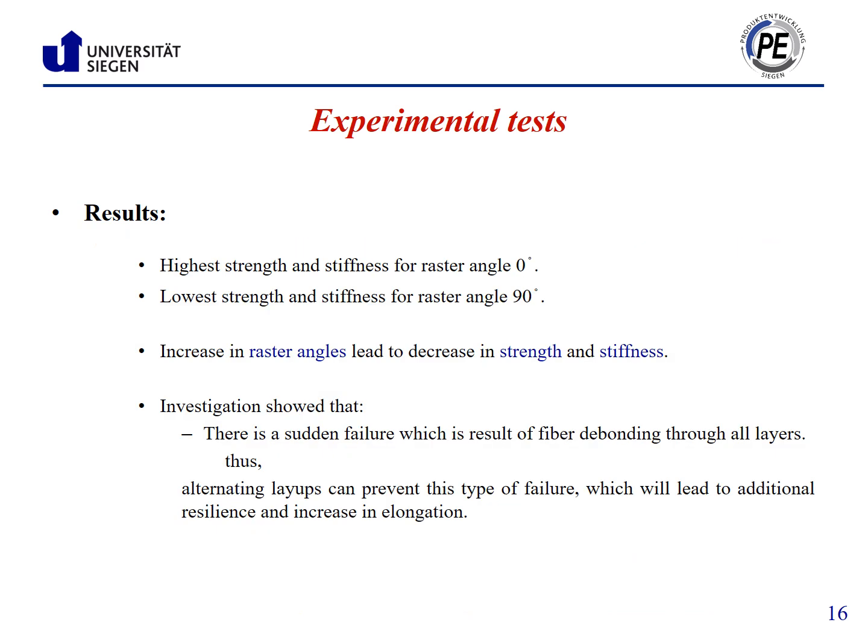Based on the experiment, we report brittle fracture for all groups of specimens, as we have seen sudden failure after reaching the maximum stress. It should be noted that our investigation shows sudden failure, which is a result of fiber debonding through all layers. Therefore, alternating layup can prevent this type of failure, which will lead to additional resilience and increase the elongation.